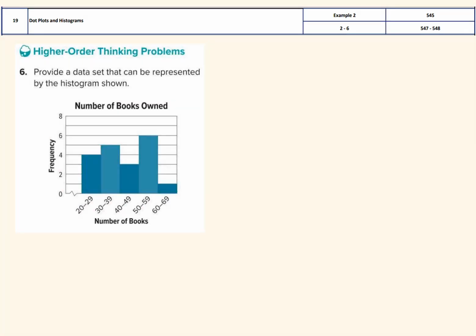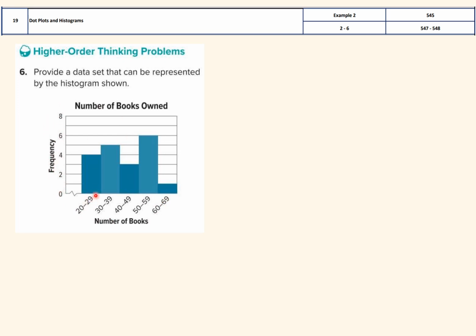Now let's introduce that easy question. Provide a data set that can be represented by the histogram shown. Well, in a histogram, on the horizontal side, you will be seeing the categories or the values of the data set. And vertically, you're going to see the frequency.